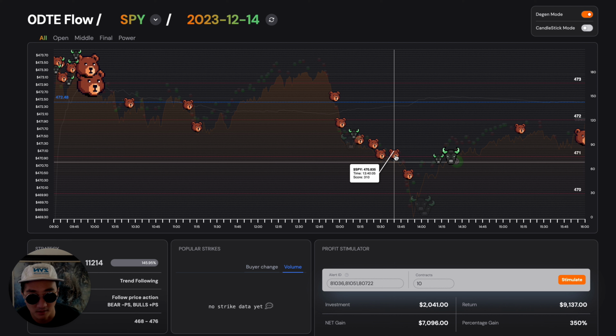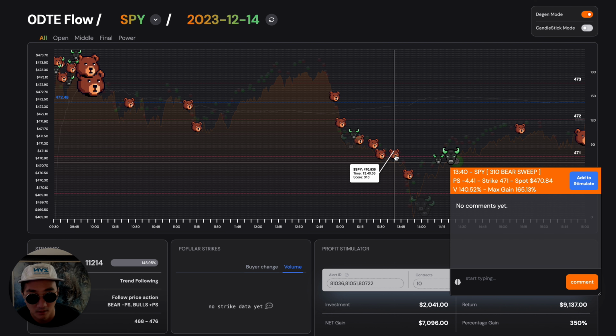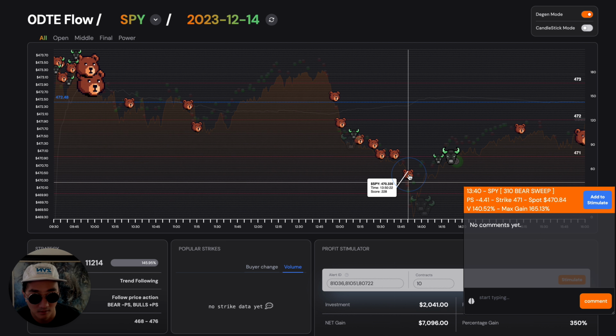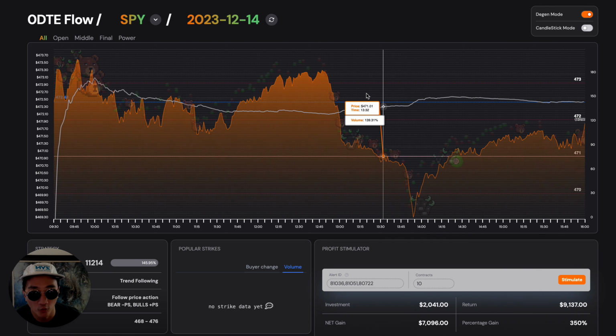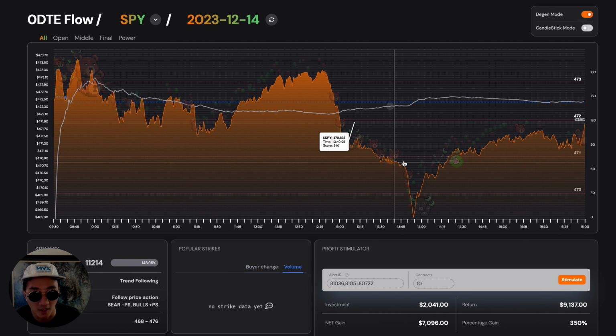So if we look at this alert here, you get a max gain of 165%, end of the session. But we get here, and we're like 2.5 down. Your max gain's 87.56%, which is still a great trade. But we have to understand, there's more risk the further down we go.